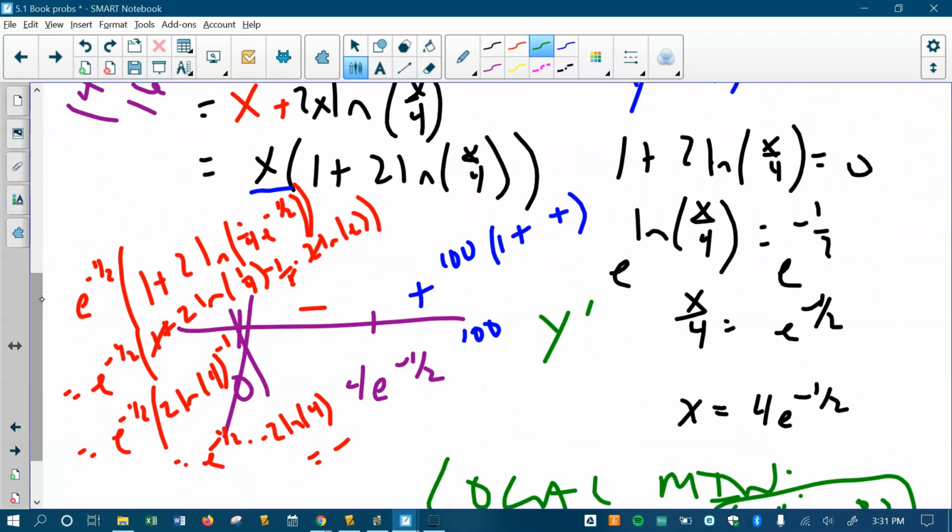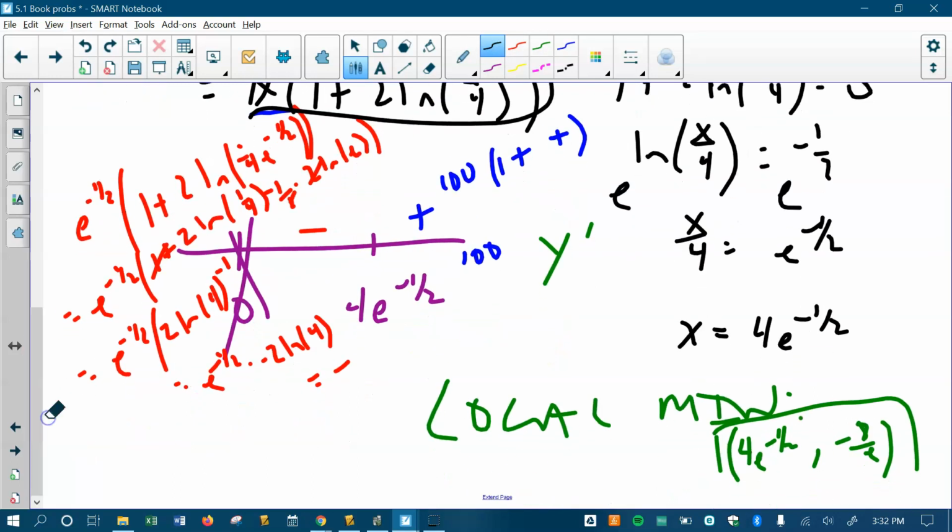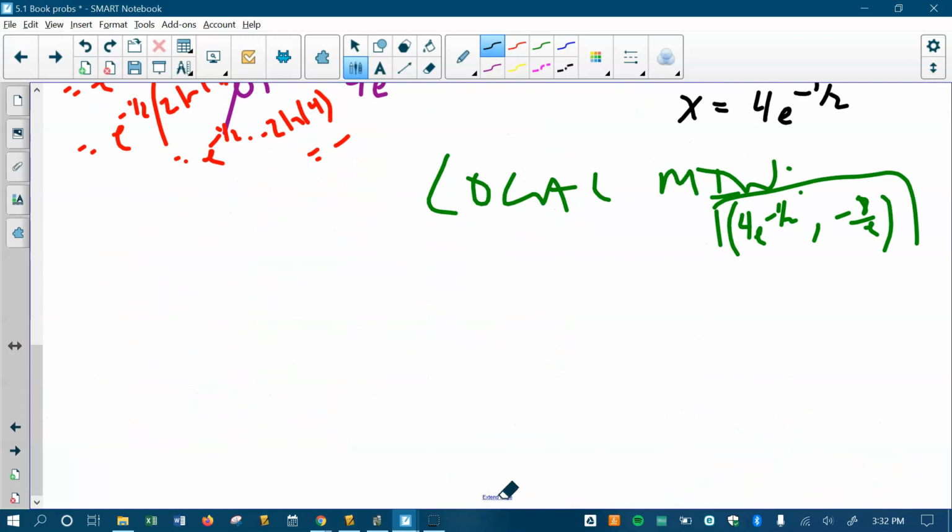All right, next I'm going to take this part. I'm going to do the second derivative on this part. So let's do it. Yeah, let's do it. Woo, I'm so excited. Okay.